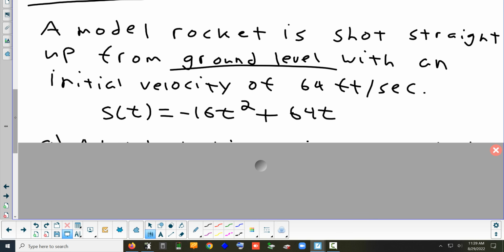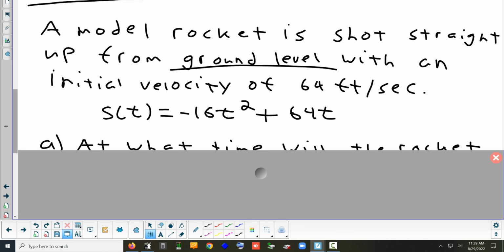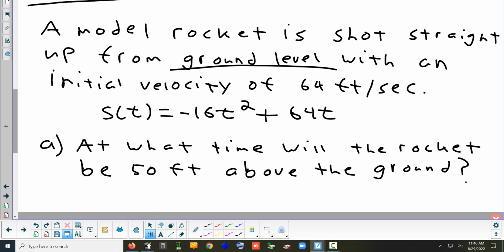Now this is a quadratic, so when we start to look at solving it, we could use the quadratic formula. But I want to try doing it on the calculator and see what happens.